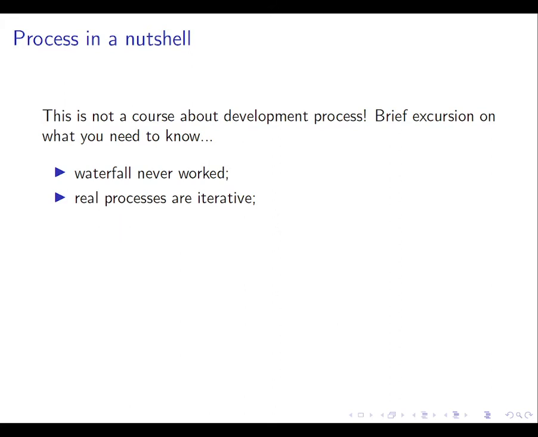Real processes are in some sense iterative. I'm going to show you a couple of examples of how that works out. And processes differ in how the iterativeness is controlled, because you definitely want some controlled form of iteration. If you just say, oh, we're running an iterative process, and you have no more to say than that, what you tend to actually be doing is hacking. And there are plenty of places where that's what happens, but that's another thing that doesn't scale.